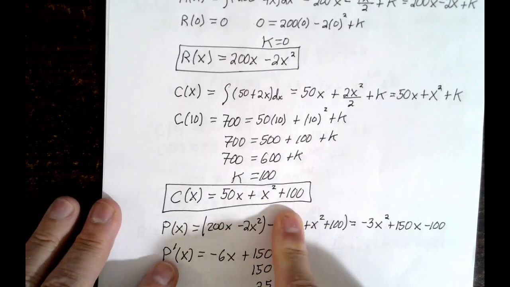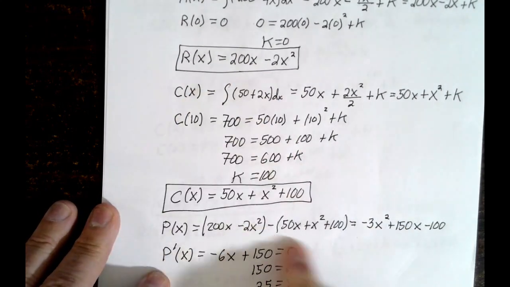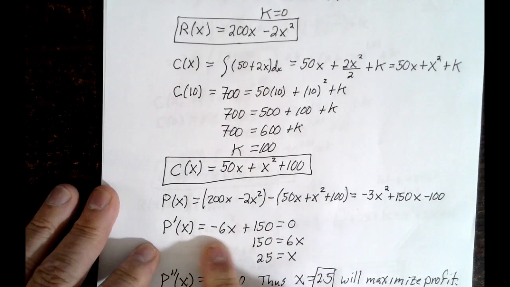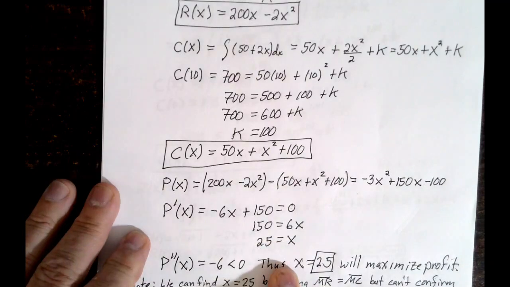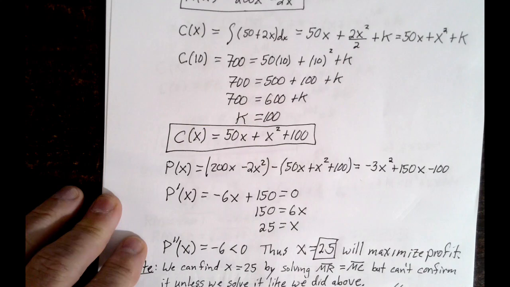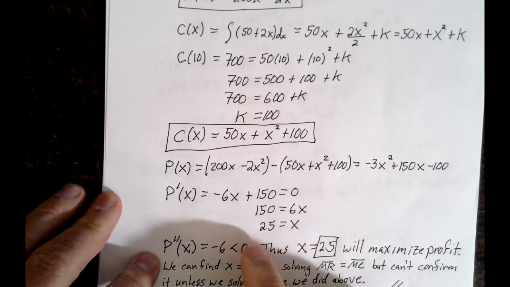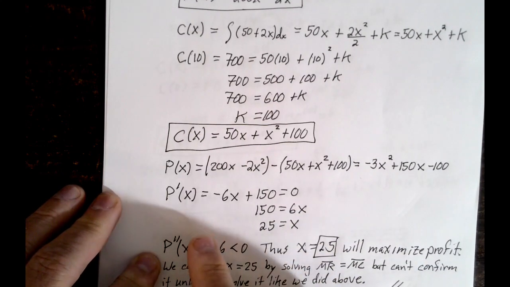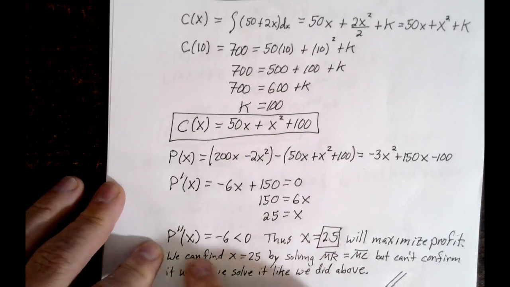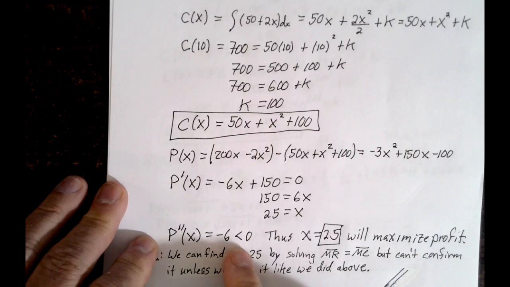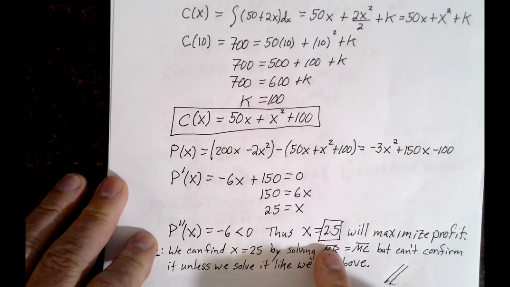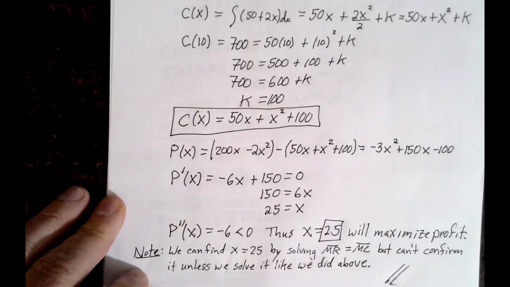So now you know your cost function, you know your revenue function, and you can take the difference, and that's your profit function. Now if you want to maximize profit, you take the derivative, set it equal to 0, and solve, and you get 25. Now to verify that that's a maximum, you can do one of two things. You can do a sign diagram and check values on either side of 25 and look to see if it's a max or min, or you can take the second derivative, and if it's negative, that means it's a maximum. And it is negative, so we know that that is a maximum profit.